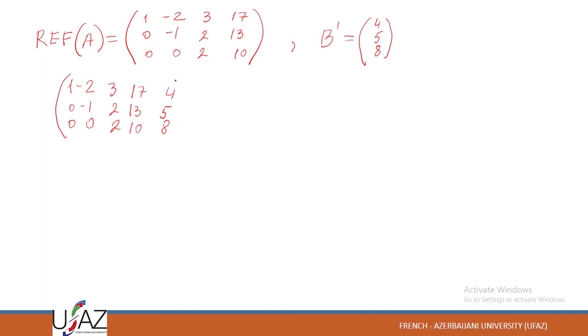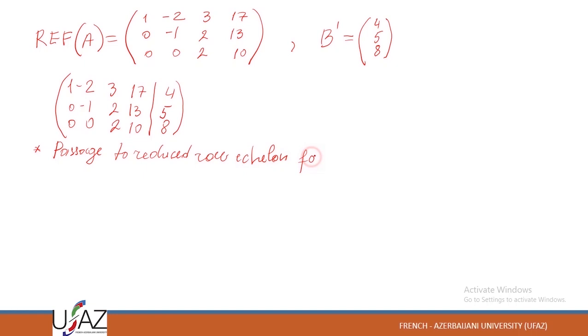1, -2, 3, 17, 4, 0, -1, 2, 13, 5, 0, 0, 2, 10, 8. This. Okay, let me pass to the reduced row echelon form. As you know, we must find the reduced row echelon form of this part. Step 1. First, we replace the first coefficients with 1s. Because of this, we use these elementary operations.